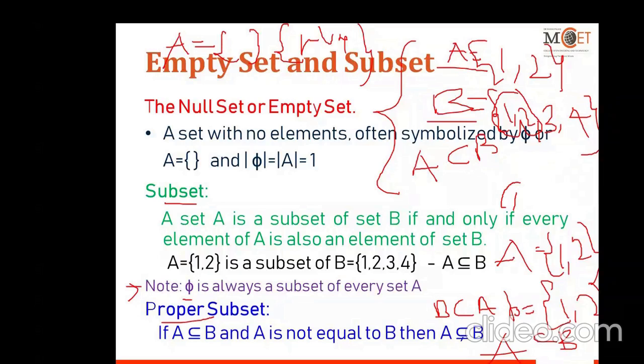Considering the second example, A is equal to 1, 2 and B is equal to 1, 2. A is a subset of B and B is a subset of A. There is no doubt in that. But while considering proper subset, what we have to check is this: A is equal to 1 and 2 and B has 1 and 2 and additionally some other values. In that case, it is called a proper subset. If B has additional values other than the values inside A, it is called a proper subset. Hope you understood this.